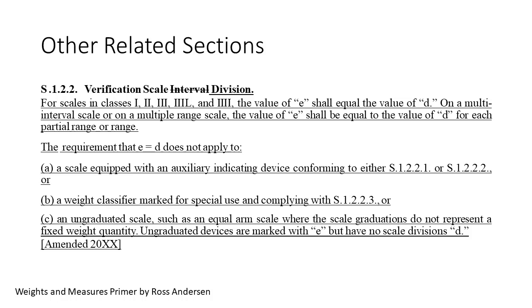The first exemption applies to those instruments with an auxiliary indicating device where D is less than E. These must comply with either S1221 or S122. The second exemption applies to weight classifiers, where D is greater than or equal to E. These must comply with S1223. The third exemption applies to the ungraduated instruments since they have no Ds.